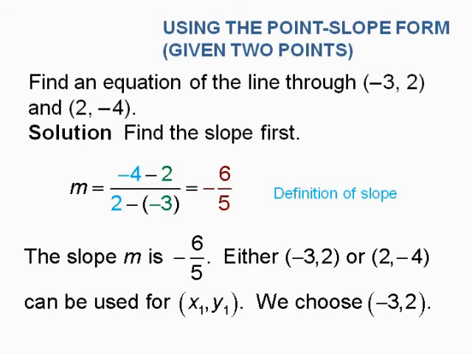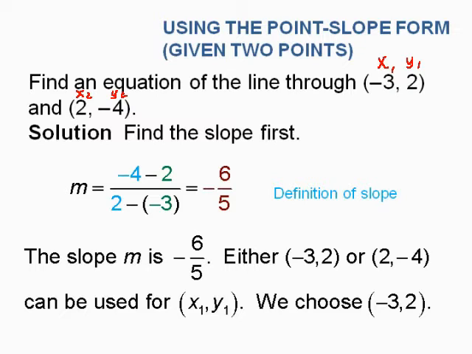All right, now let's try another example here. It says find an equation of a line through the 2 points, -3, 2, and 2, -4. Again, I want to label these points, and I'm going to come up here on the top and label this first point x1, y1, and the second point x2, y2.